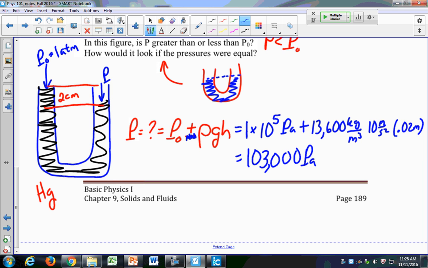All right. You'll have a problem with a barometer or a manometer. I'll show you how the barometer works, but you'll definitely have a problem like that. There's some in the homework. There's some on the old test. And we'll work through some in class too.